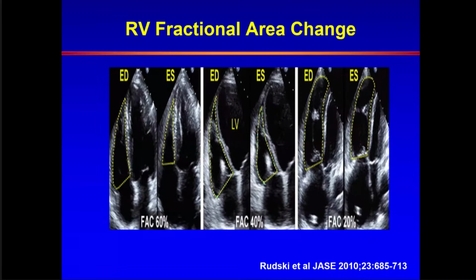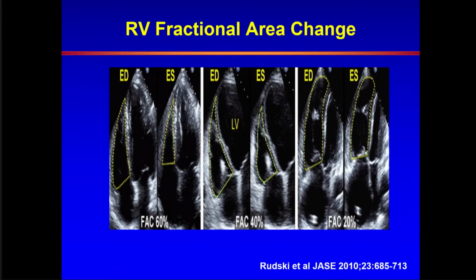Now that we talked about the dimensions, is that the only index of RV size? No, we can look at the area. Before I delve into the fractional area change and how it is measured and its limits of normal, I want you to know that this is just looking at one segment of the RV. The outflow tract is not captured here. And so it is not an equivalent for a right ventricular ejection fraction.